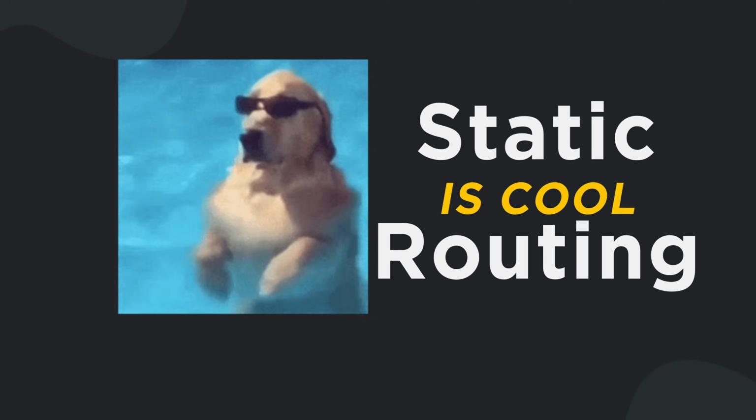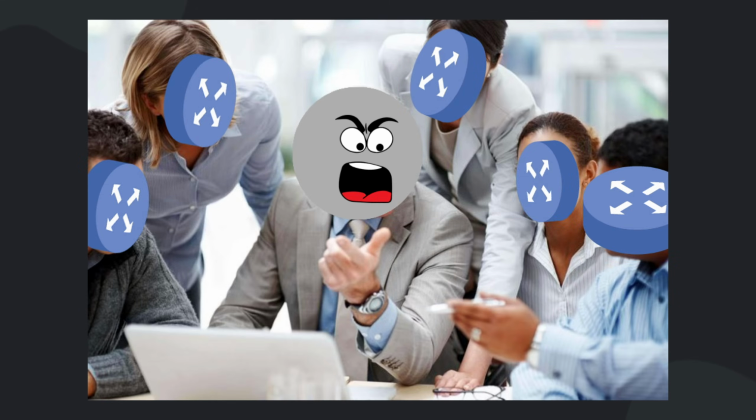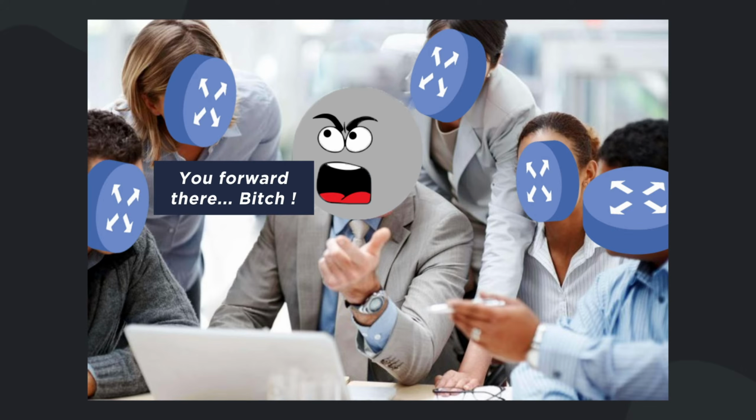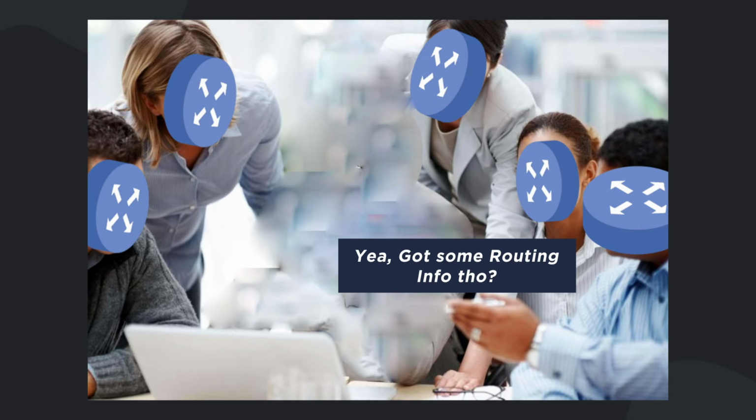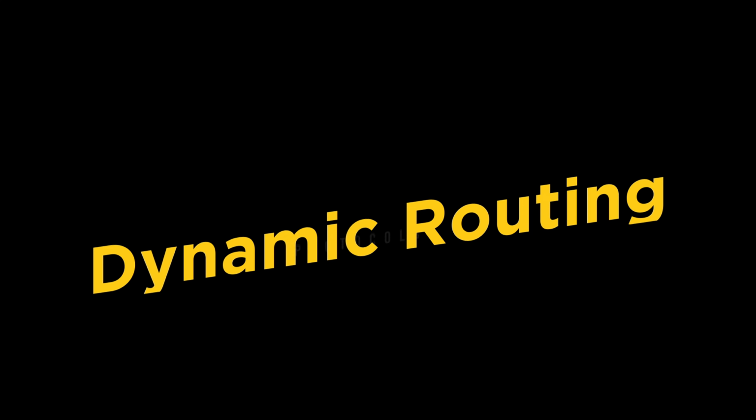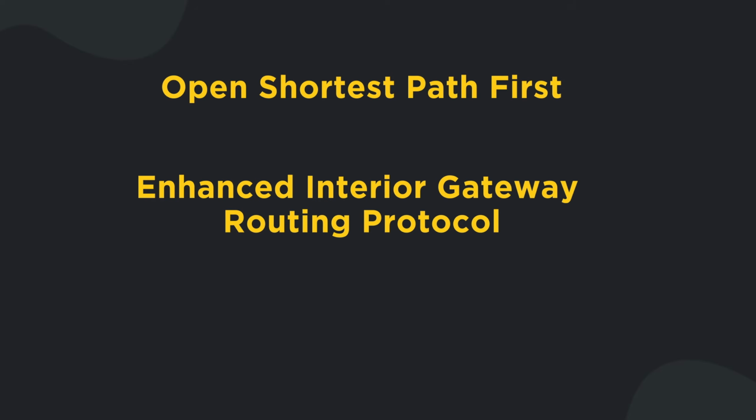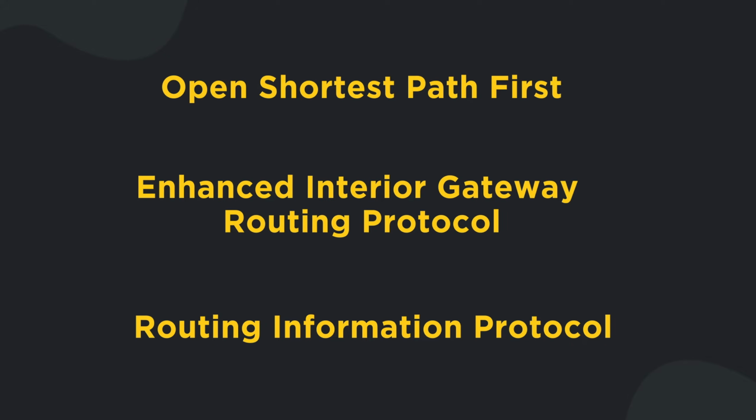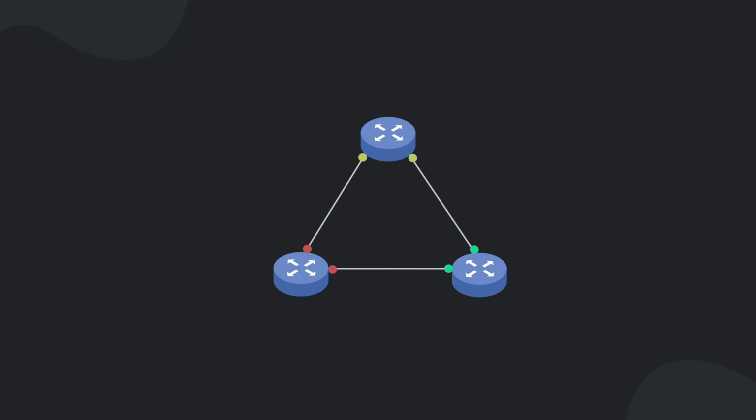Static routing is cool. However, rather than telling each router about all the existing networks of the topology, what if routers could talk to each other and share all the information themselves? And this is exactly what dynamic routing protocols do. OSPF, EIGRP, RIP are some of the examples that you may have heard. Using such protocols, routers share their routing information with other routers and update their own if required.